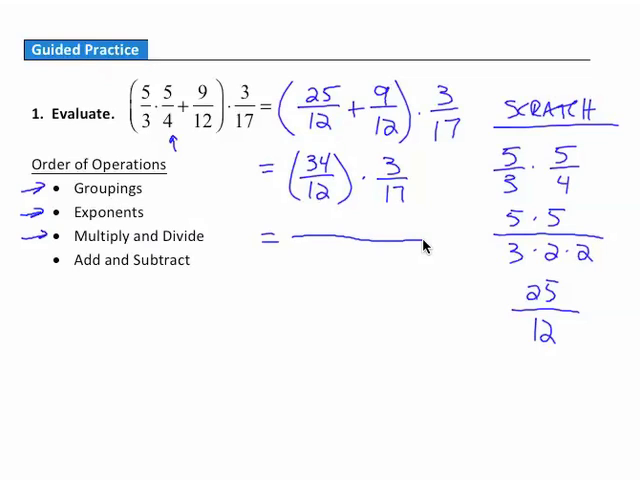So 34, when I factor 34, I get 2 times 17. 3 is prime, so I'm going to leave that as such. 12, when I factor 12, I'm thinking 4 times 3. Well, 4 is 2 times 2, and then times 3. That's when I factor 12. 17 is prime, so that's just going to stay 17. Now I'm looking for common factors to divide out. Looks like I have a common factor of 2 that I can divide out. I also have a common factor of 17 that I can divide out, and a common factor of 3 that I can divide out. So let's take a look at what our final simplified answer is going to be.